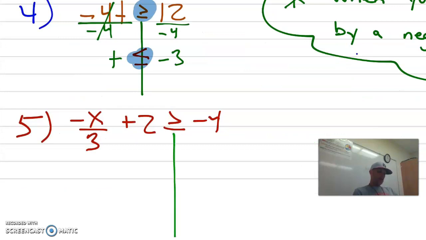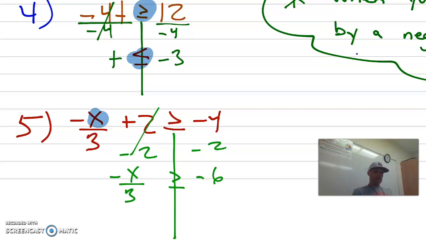So draw that line down the middle. Our variable is right there. We want to deal with that last. We want to isolate it, get it by itself by doing inverse operations. So the opposite of plus 2 is minus 2. I do it to both sides. Minus 2. So we now have negative x divided by 3 greater than or equal to negative 4 minus 2, which is negative 6.